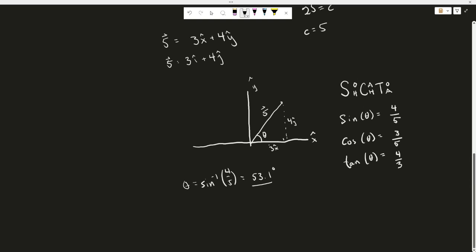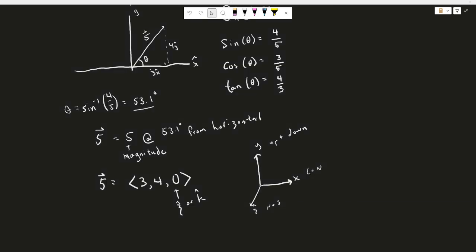That means that my overall vector, my 5 vector, would have 5 units as the magnitude, which is just the value of the vector, at 53.1 degrees from the horizontal. And that would be the direction. So there we go. So that's for one single vector.